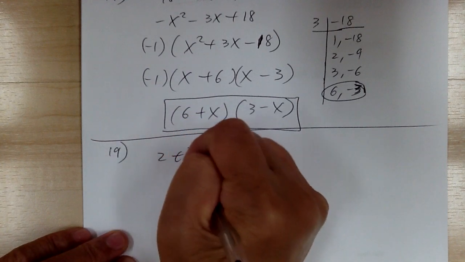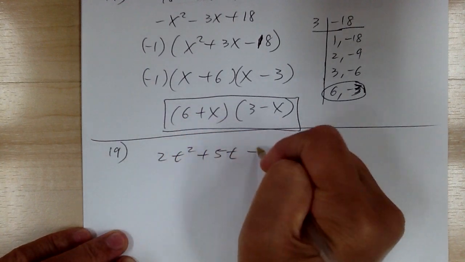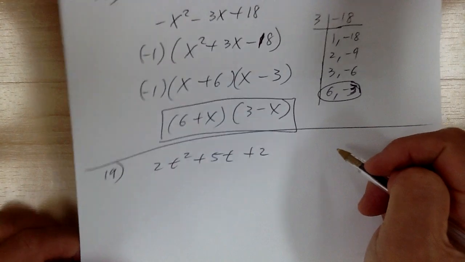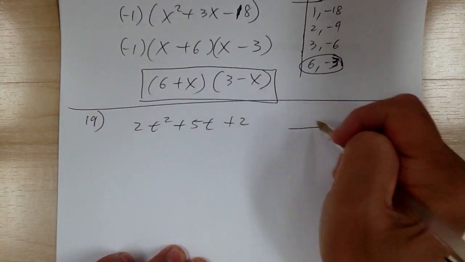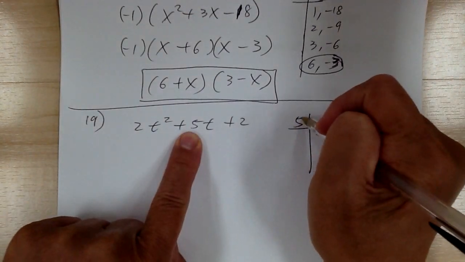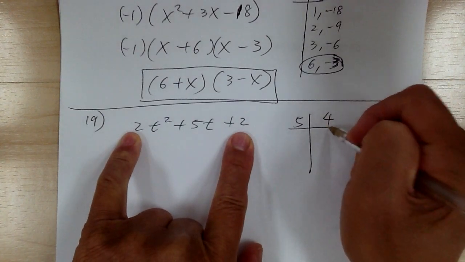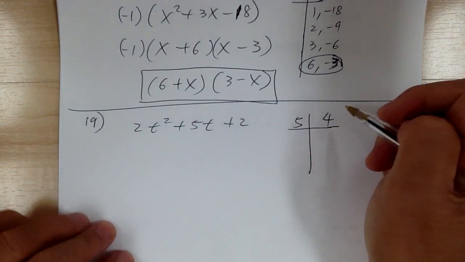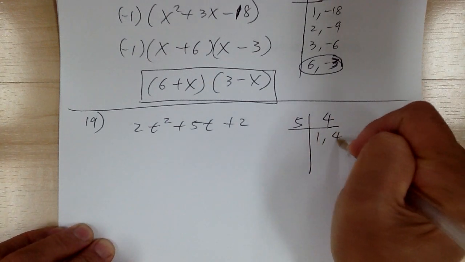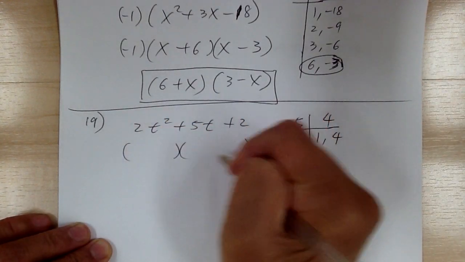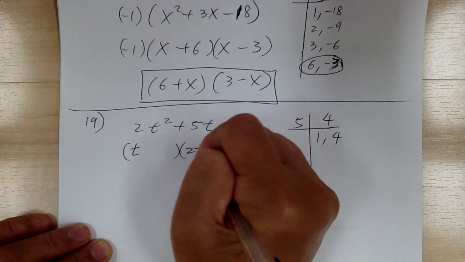Okay, let's go to number 19. You have 2t squared plus 5t plus 2. Okay, so you can go through the steps. You need to go to step 4, master product, so it would be 5. Now there's a number in front, so that means your master product is going to be 4, right? 2 times 2 gives you 4. So your combination will be 1, 4. So you're going to get t, 2t.